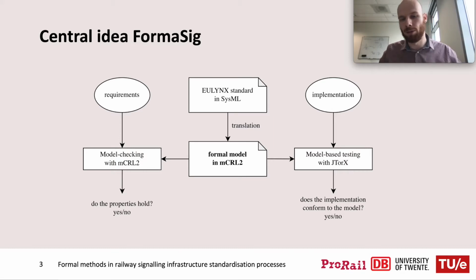On the one hand, we can use the mCRL2 model for model checking using the mCRL2 toolkit. So we can check safety requirements, which are, of course, in the railways very important to verify. On the other hand, we can use this mCRL2 model for conformance testing using a model-based testing toolkit like JTorx. This talk and the paper are mostly about this translation from ULinks SysML to mCRL2.